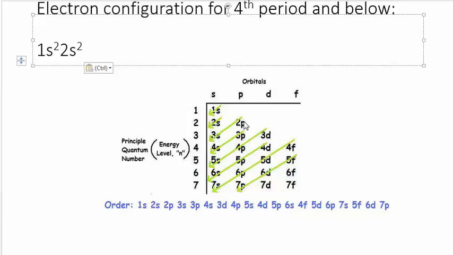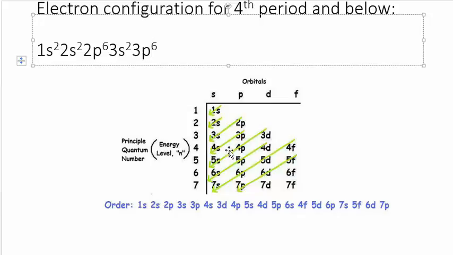After the 2s I go to the 2p. 6 electrons can fit in that subshell. And then after the 2p, the 3s, where 2 electrons can fit. After the 3s, I now go to the 3p, where 6 electrons can fit. And if I count, I have 18 electrons. Okay, so I still have more to go.